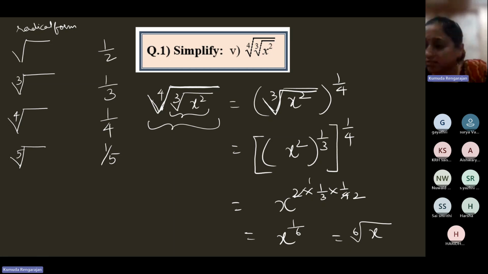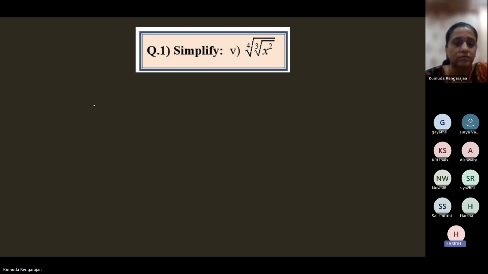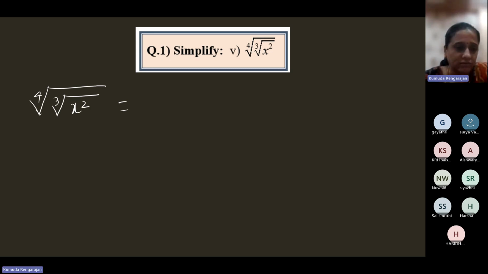Yes, Haridarshan, you can ask me now. I can repeat, or if you have a specific question, please ask me. First step alone I can't understand. First step alone, is it? Yes, ma'am. Okay. Let me write the question. See, fourth root of cube root of x square. So I'm saying this fourth root symbol becomes to the power 1 by 4.